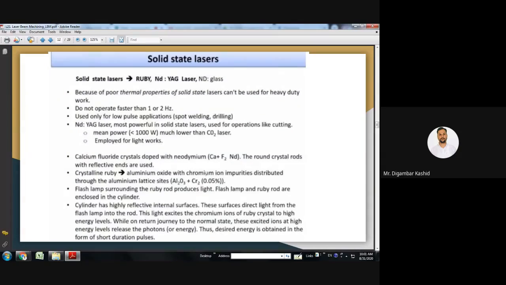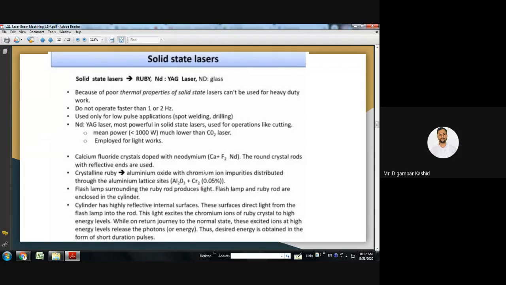Also, this kind of laser, the solid state laser, does not operate faster than 1 to 2 hertz. So it is used only for low pulse applications like spot welding and drilling operations, where low pulse rates are required, because the frequency is less than 1 to 2 hertz only.